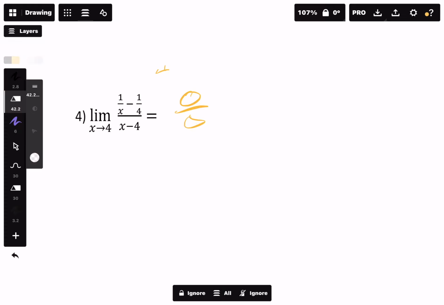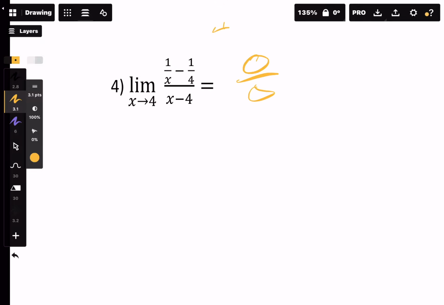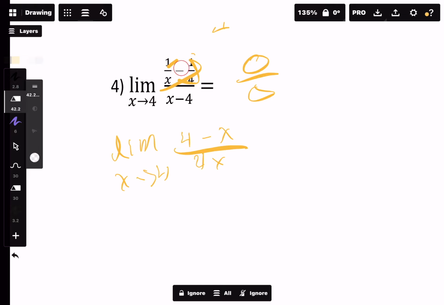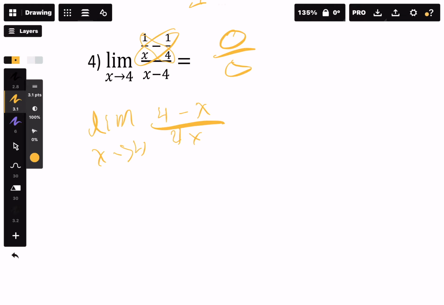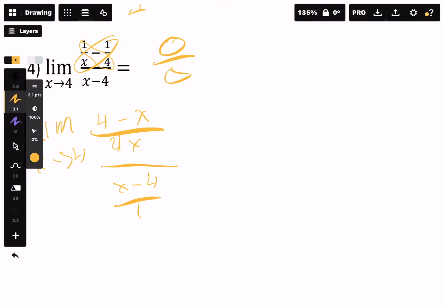We can easily see this. Something we can do is just times this by the common denominator. So let me show you. This would equal 4 minus x over 4x. We just have to times this by this. Okay, and then we get 4x all over the same thing of x minus 4 over 1.